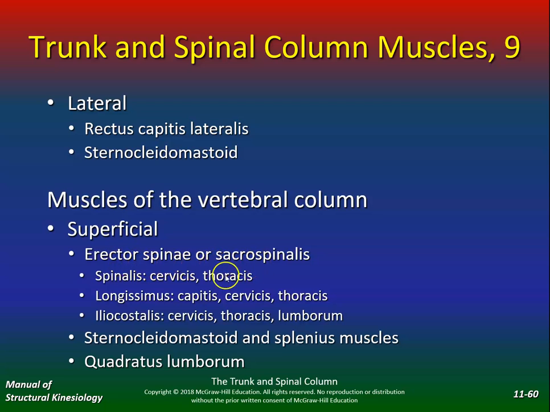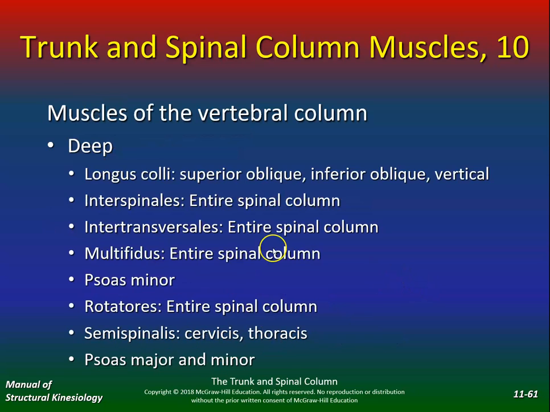Superficial, there's the erector spinae: spinalis, longissimus, iliocostalis, with cervicis, capitis, and thoracis. So remember, I love sushi. So these are the main groups right here. Sternocleidomastoid and splenius muscles, and the quadratus lumborum. This is known to be notorious for low back pain if you get tightness in your quadratus lumborum.